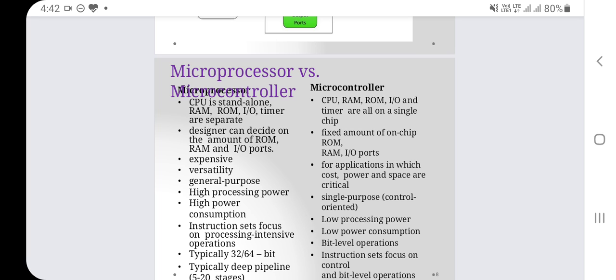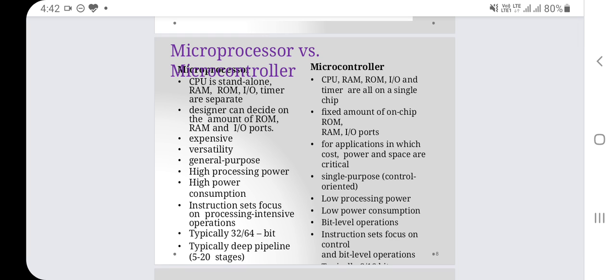This is the basic difference between the microprocessor and microcontroller. So we will read one by one. Microprocessor has a standalone CPU; timer, RAM, ROM, IO port are separate. Designer can decide on the amount of ROM, RAM and IO ports. Expensive, versatility, general purpose, high processing power, high power consumption. Instruction set focuses on processing intensive operations, typically 32 or 64 bit available. Typically deep pipelines are used.